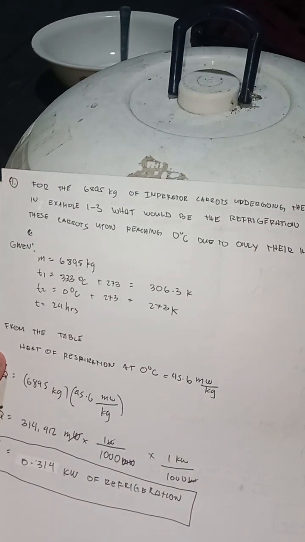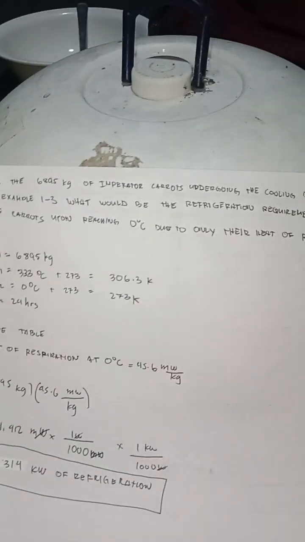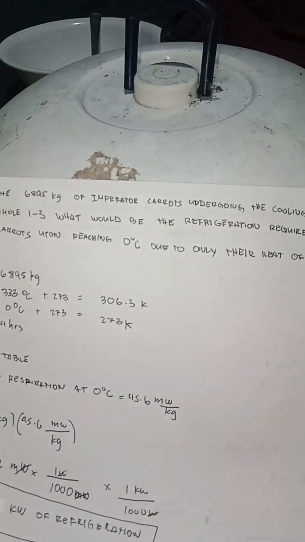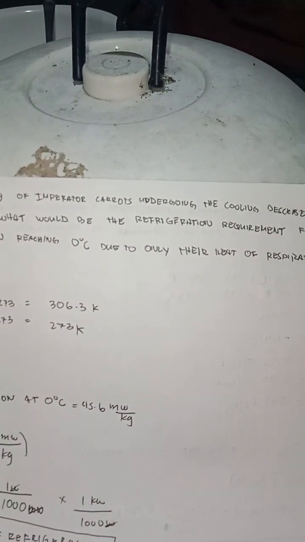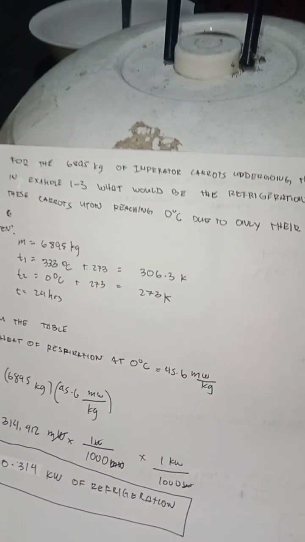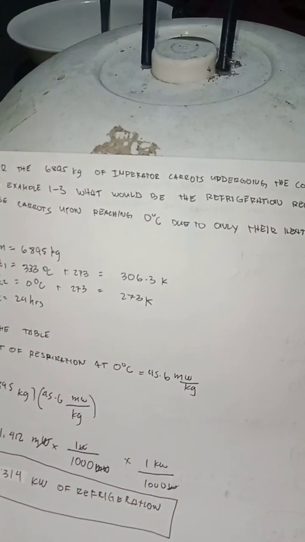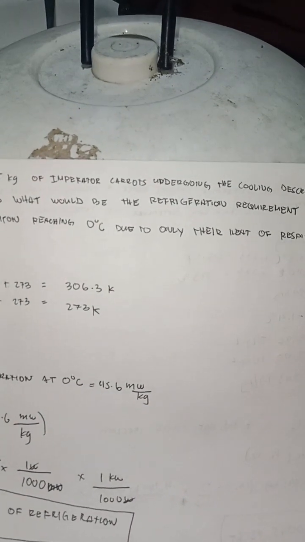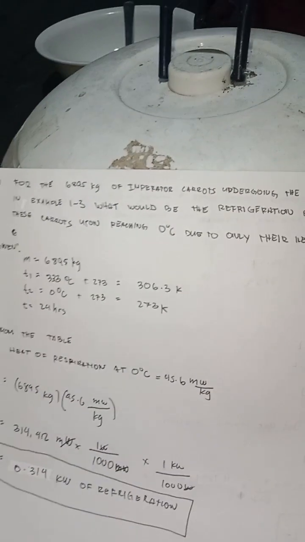So number 4. For the 6,895 kilogram of Imperator carrots undergoing the cooling described in example 1-3, what would be the refrigeration requirement for this carrot upon reaching 0 degrees Celsius due to only their heat of respiration?